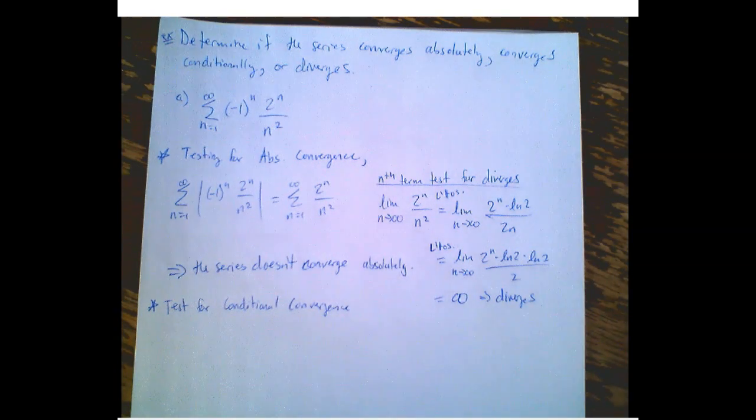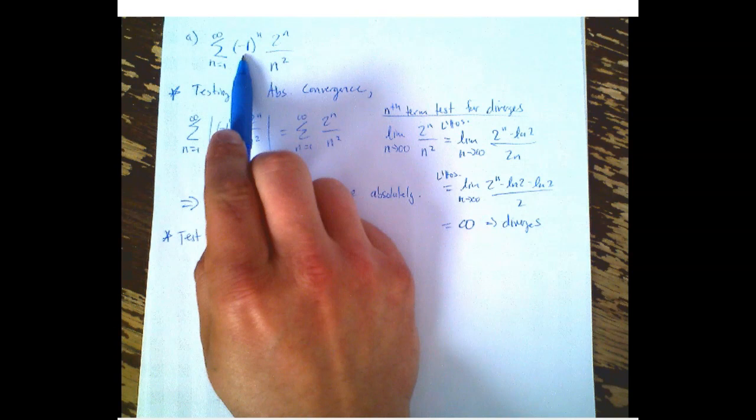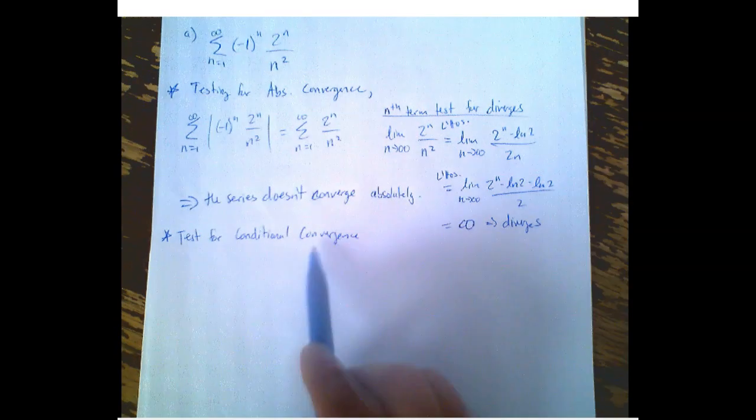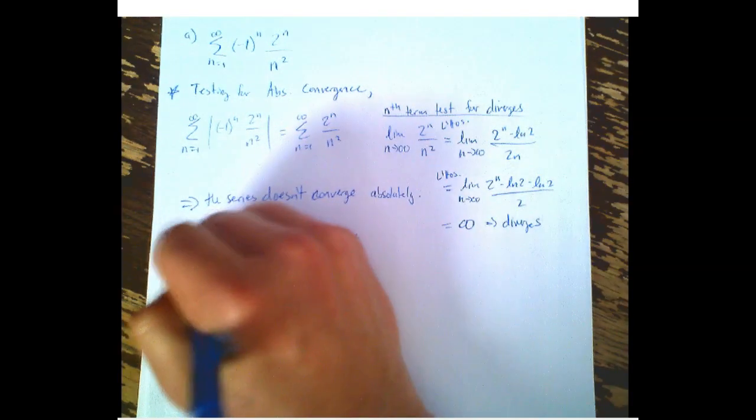All right, so for conditional convergence, we test to see if the original series, this guy here, converges or diverges. Of course, the best test to use, because we have this alternating term, is the alternating series test. 9 times out of 10, that's what you'll be using when you test for conditional convergence. Okay, so the alternating series test, AST, let's abbreviate.